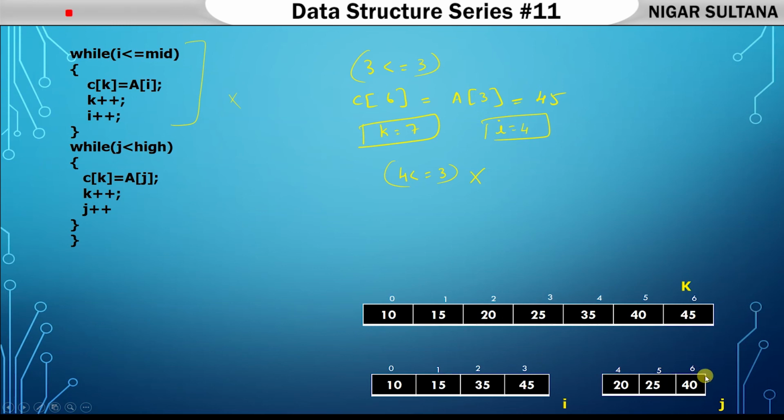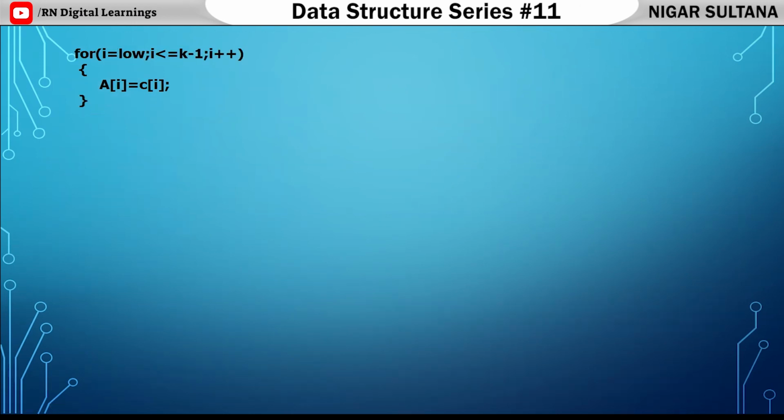So if we have few more elements left in the j part, we will be using this while condition and we execute the statement. We use this for loop to copy the array elements from C to A. Initially we had the values of the unsorted array in A of i, isn't it? Now we are going to place all these C array elements into the A elements.